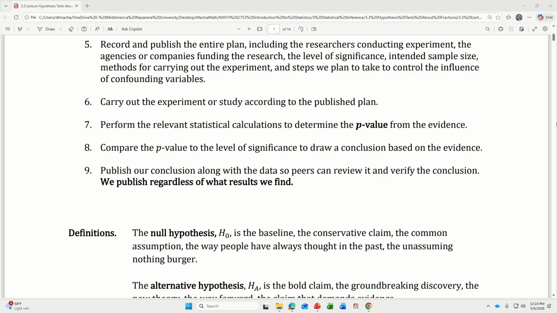And then number 9 is you publish your conclusion, you publish your data, you allow other peers, other scientists to review it and make sure you did your calculations correctly, make sure your experiment design was valid, and so on. That's called peer review. And importantly, you publish regardless of what results you find. Even if you find negative results and you have to conclude in favor of your null hypothesis and you don't have enough evidence, you still go ahead and publish that, even if you didn't get what you want.